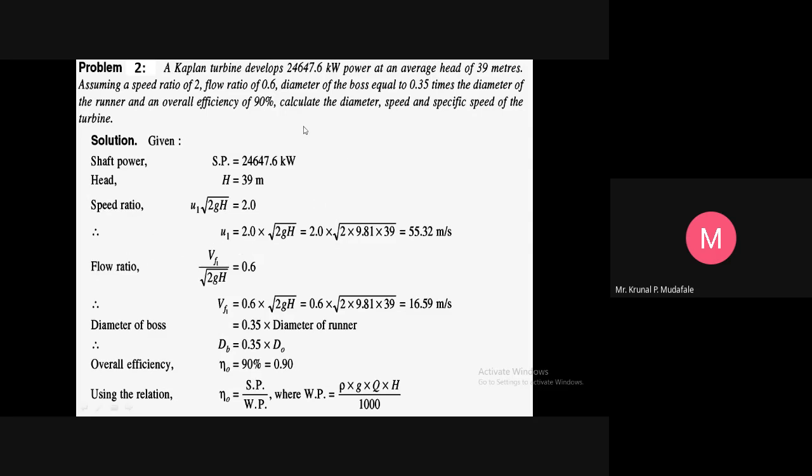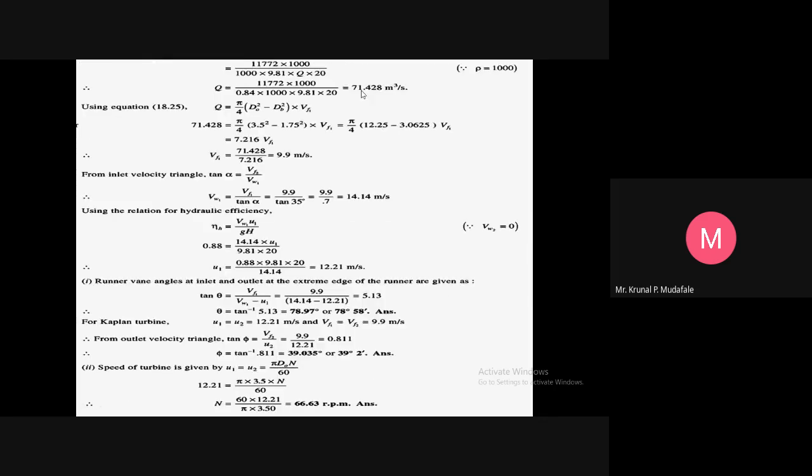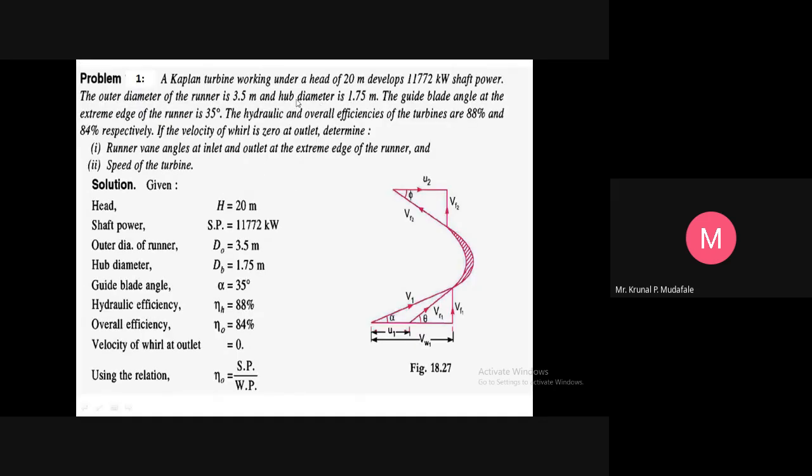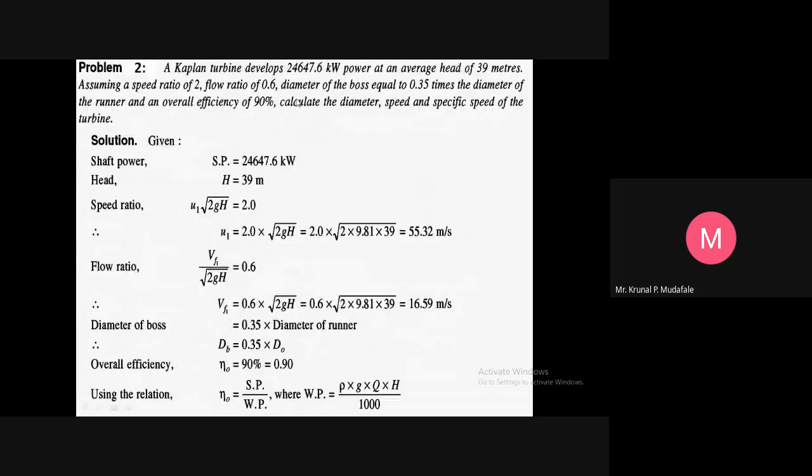Okay. Then after this, what is available? The diameter of the boss. What that boss means is, just like in the previous numerical we have seen, the diameter of the hub. So that hub is nothing but the boss. There are two names: the diameter of the hub and the diameter of the boss are equal.